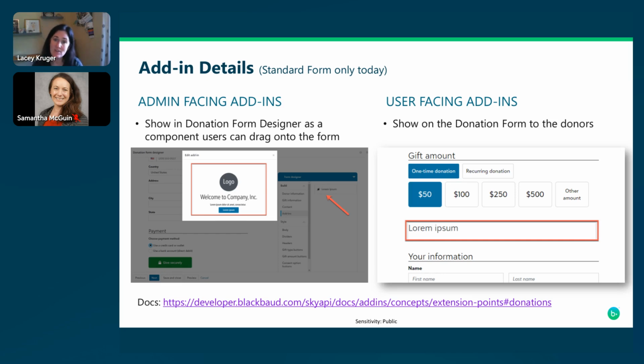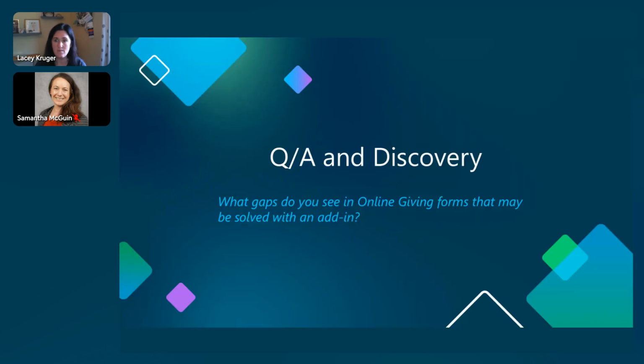The add-ins are things that you can develop and customize your form. Show things on your form that aren't available to be shown on your form today. So I'd like to talk a little bit about what kinds of things you might like to see on the form. What kind of gaps do you see in these forms today? And is there anything that you think we could solve with an add-in? Are there any use cases you can think of for add-ins?